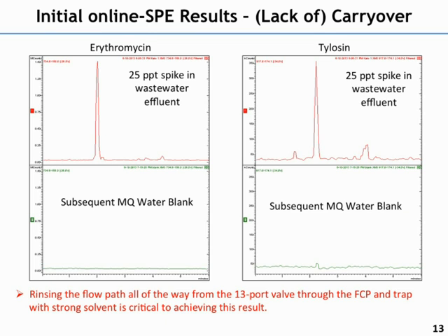So to address the issue of carryover, what I'm showing here is for 2 compounds a 25 ppt spike in wastewater effluent followed immediately by a water blank. And you can see that we have really, really good blanks with this system. Certainly for these compounds, sub-ppt levels, we don't even detect anything. So we're happy about that.